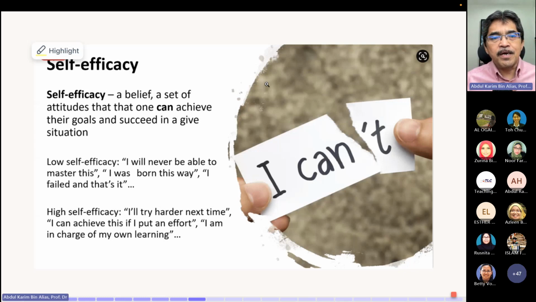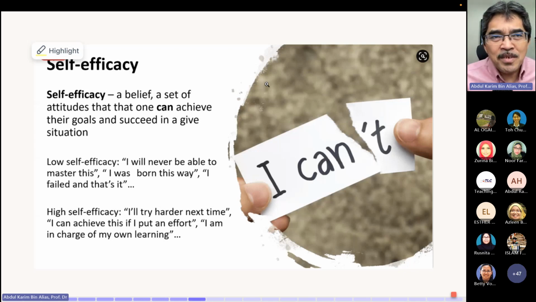All right. Yeah, okay. Now, self-efficacy. And kita ada lebih kurang 15 minit lagi ya, Dr. Zulman. Self-efficacy is related to growth mindset. Pernah dengar tak growth mindset as opposed to fixed mindset?